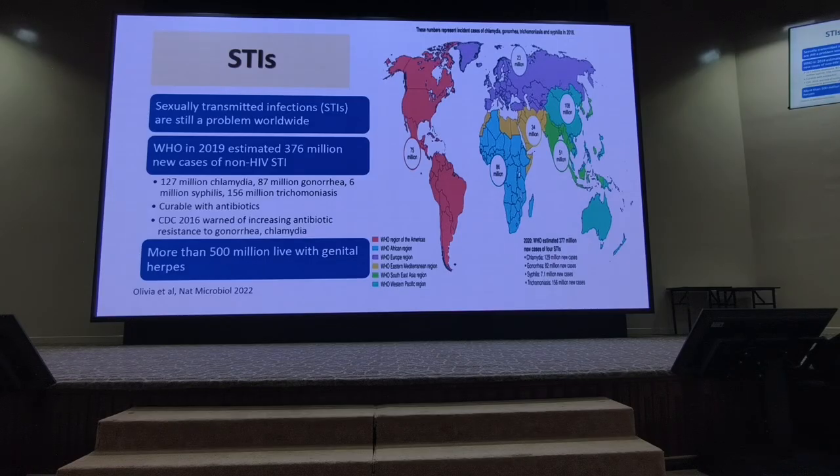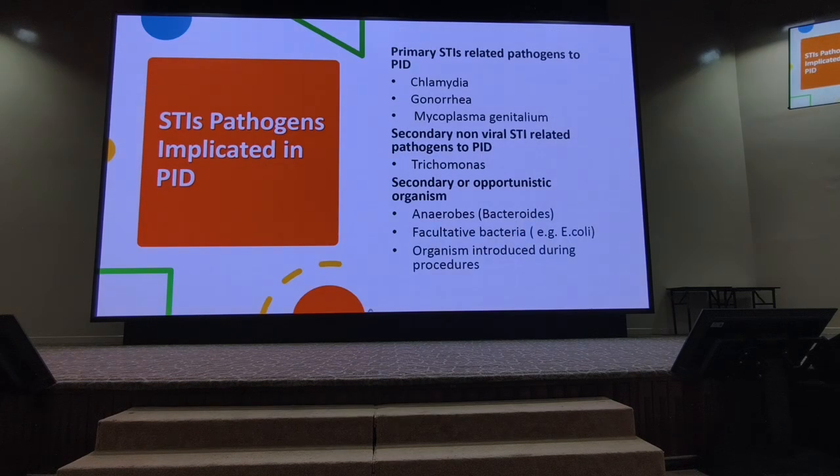But when you think about it, these two are easily treated, so why do they still cause a problem? Because a lot of the infections are under-recognized. They are asymptomatic. The other infections that are also rising around the world are viral, in terms of genital herpes and also HPV infection.